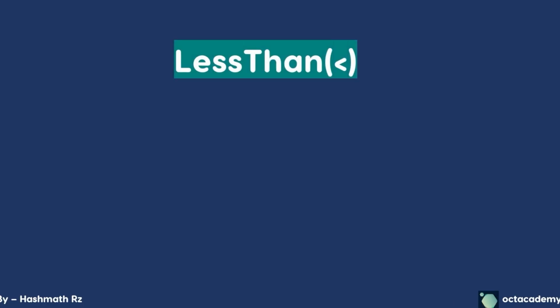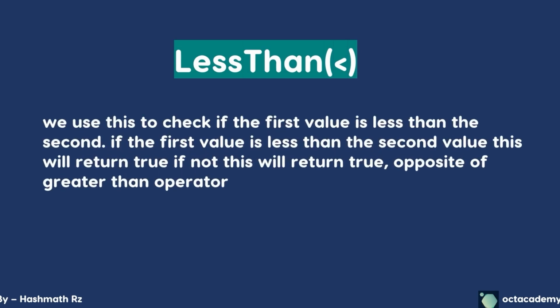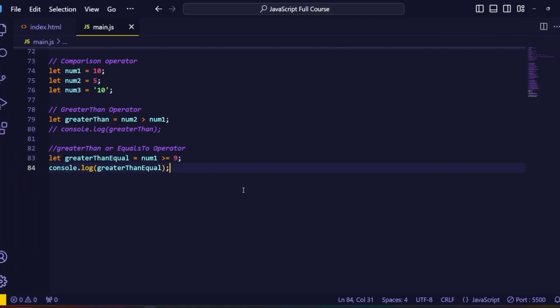Alright, so let's move on to the next operator, less than operator. You guys already know, so we use this to check if the first value is less than the second. If the first value is less than the second value, this will return true. If not, this will return false. The same opposite of the greater than operator, right? So let's quickly look for an example for this.